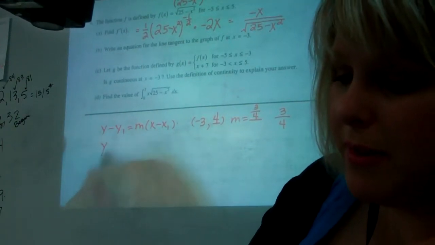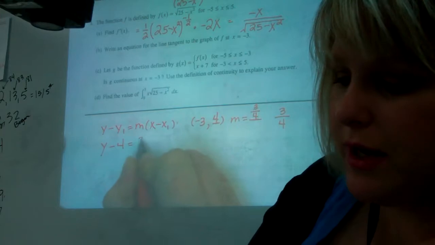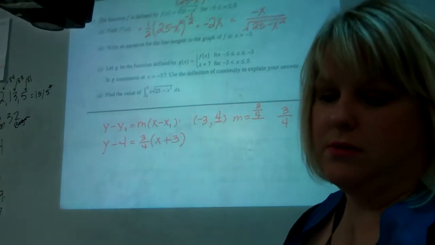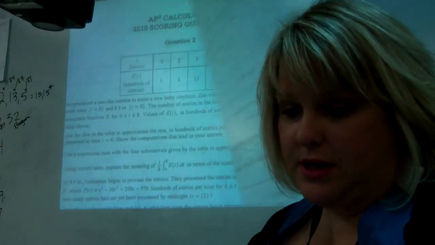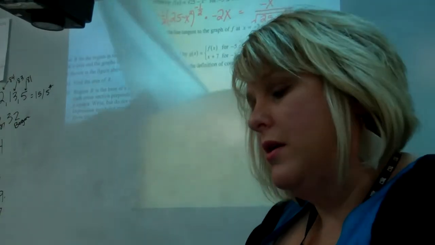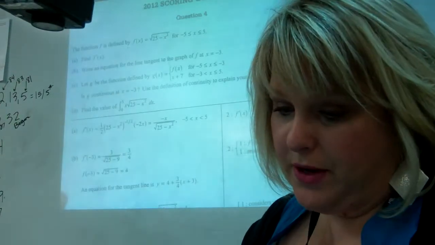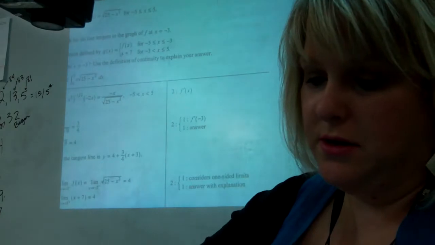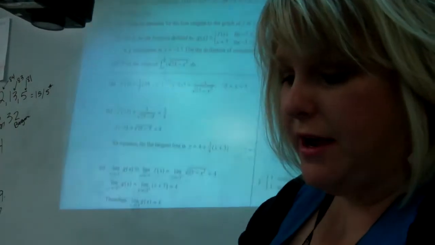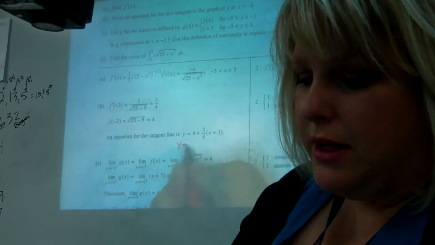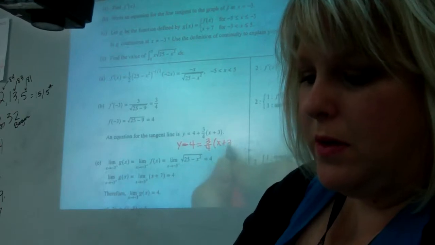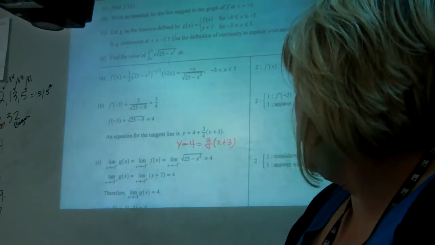So y minus 4 equals 3/4 times x minus x. So this part would have been worth another 2 points. Finding the slope and writing the equation for the tangent line. And again, you don't have to solve for y. You can leave it in point slope. So that's also acceptable.